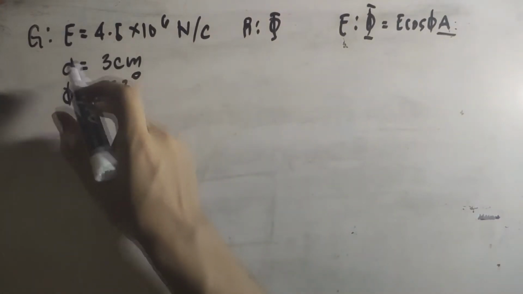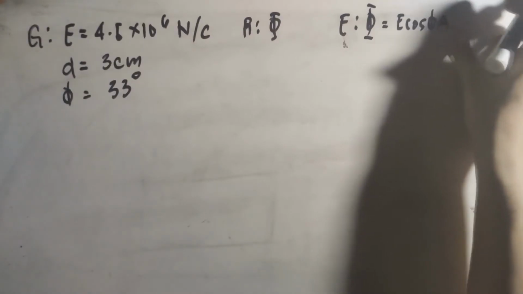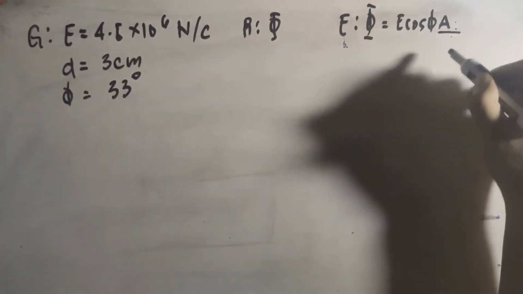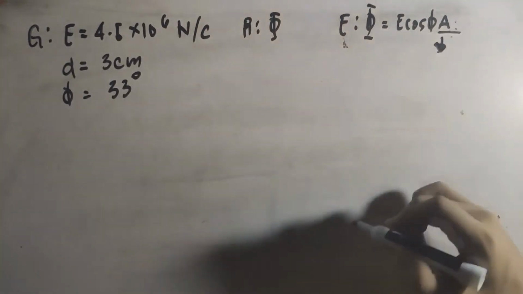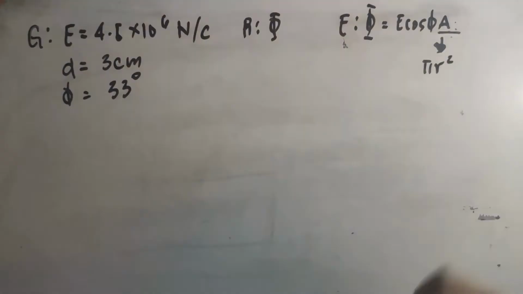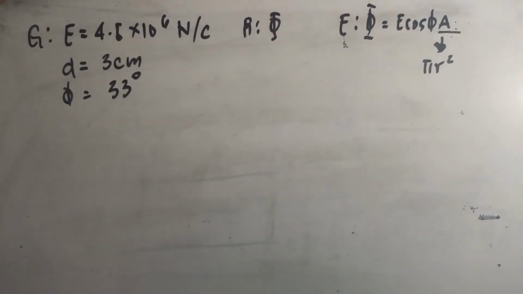But instead we have the diameter of a circular surface. So what we're going to do is derive an equation using, of course, the formula for the area of a circle. So let's do that. So area of the circle is pi r squared, correct? Okay. But then again, the given is diameter, not radius.